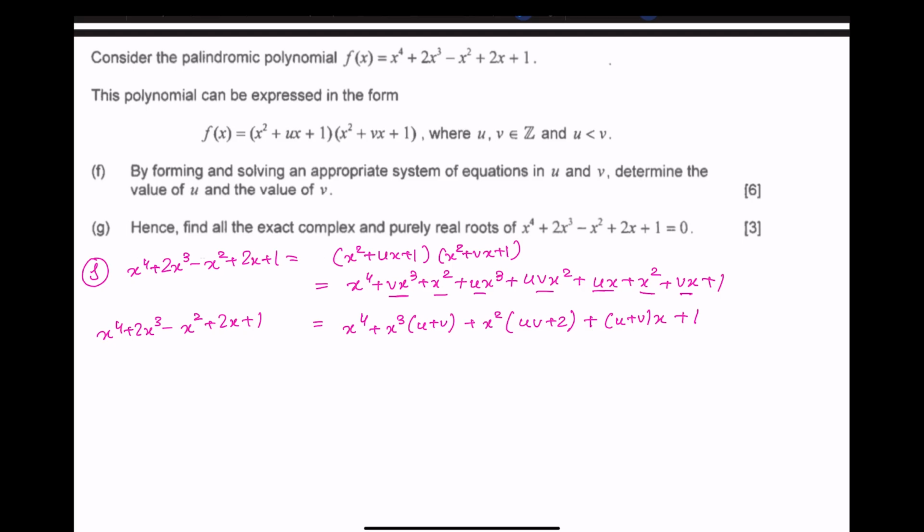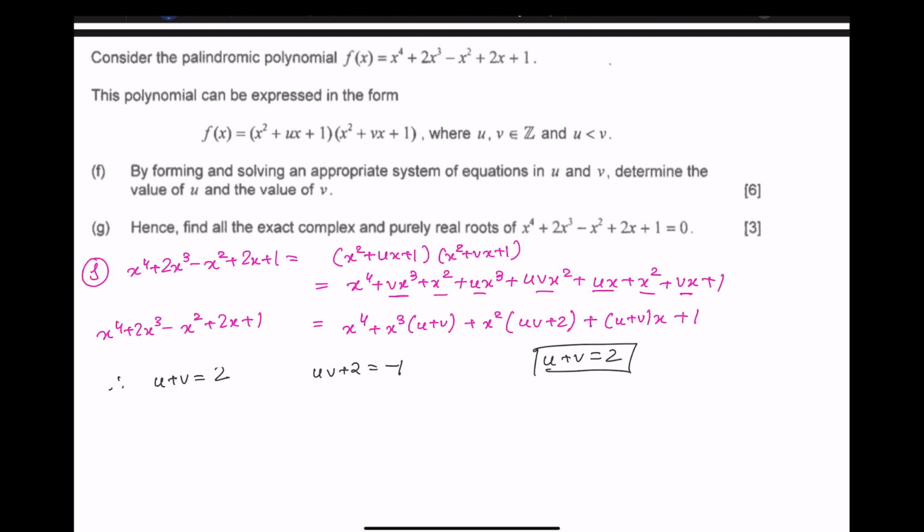If these two have to be equal, the coefficients of x cubed would be the same, the coefficients of x squared would be the same, and the coefficient of x would be the same. So from this I can write three equations. First is u plus v should be equal to 2. This will be my first equation. Then uv plus 2 equals negative 1. And from the third, again we are getting u plus v equals 2, which is not needed because I have already considered this equation. So I will not consider it in my solution because it is the same equation.